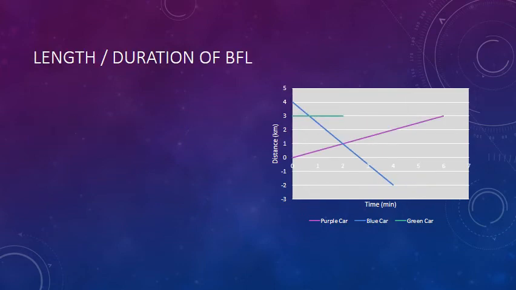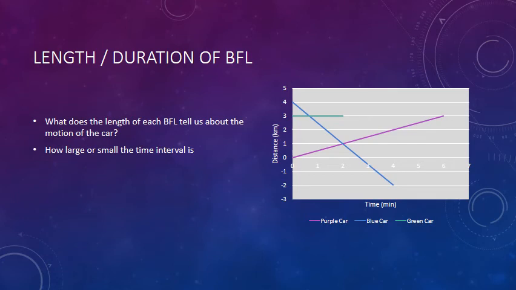The next trend I'd like to reference here has to do with the length or duration of the best fit line. This one's probably pretty intuitive for you guys, but the length of the best fit line is going to tell us how large or small the time interval is. So that green car is standing still for 2 minutes, and the purple car is moving forward for 6 minutes, and the blue car is moving backwards fast for 4 minutes. So the length of that line just tells me for how much time the object is actually engaged in the motion.